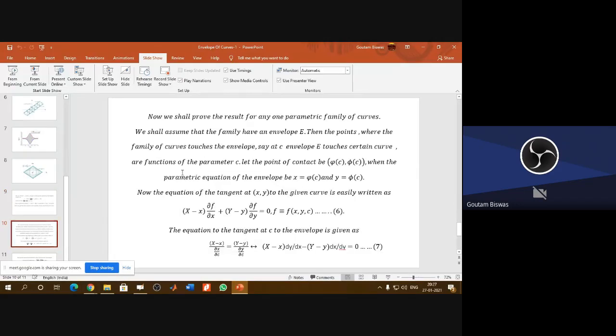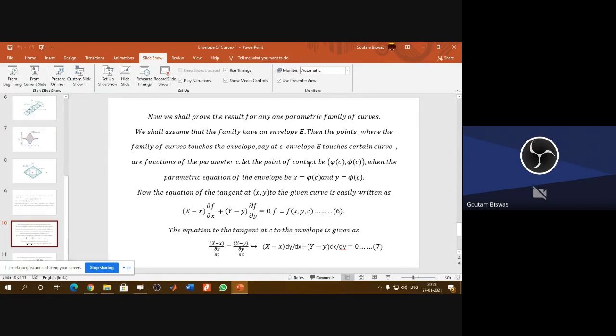Now we shall prove the result for any one parameter family, but we have not proved the result. We have seen that only the equation can be converted to this form. We shall assume that the family has an envelope E. Then the points where the family of curves touches the envelope, say at C, are functions of the parameter C, that is h(c) or g(c).